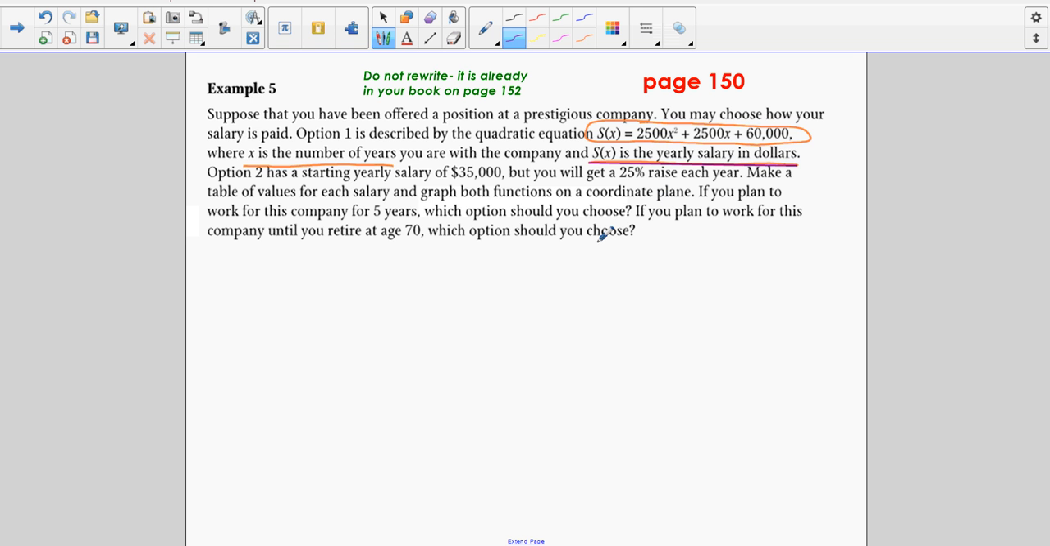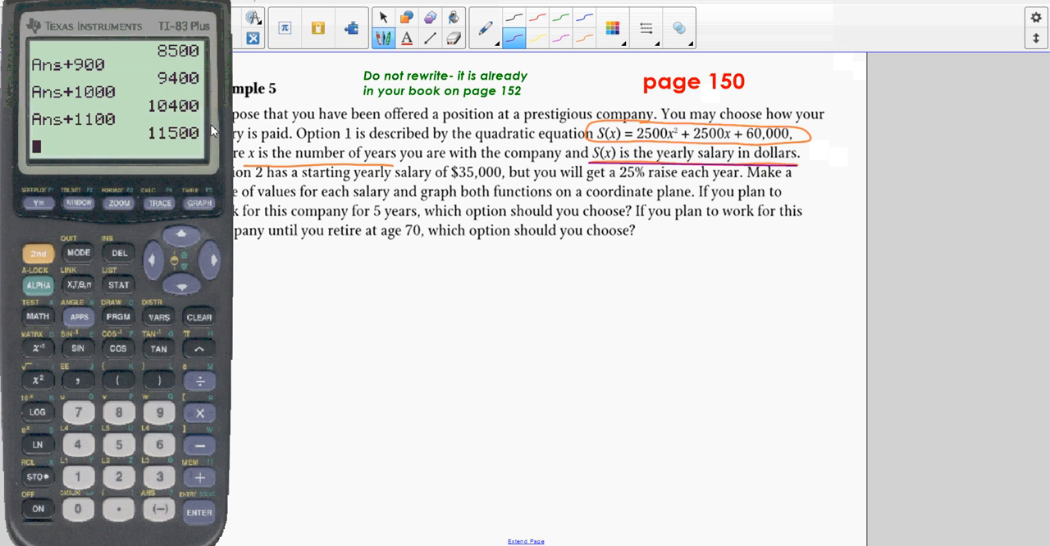So here, you're going to make a table of values for each salary, and we'll use our calculators because they are asking 2 questions. If you plan to work for this company for 5 years, which option should you choose? And if you plan on working for the company until you retire at age 70, what option should you choose? So I'm going to use my calculator. The first one is given to me. So 2,500x squared plus 2,500x plus 60,000.